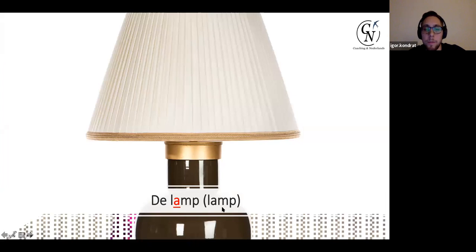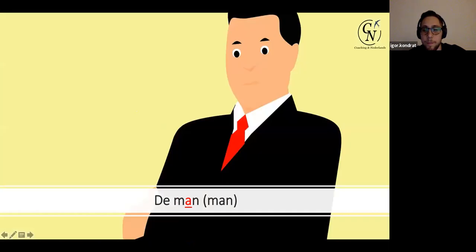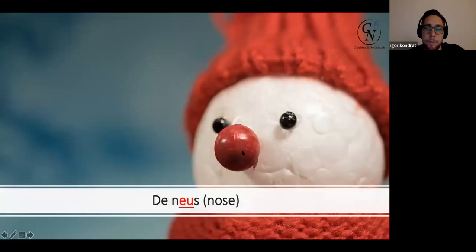The lamp. You can put it on when you have an idea. De man. It's the man. And de vrouw. It means woman. De vrouw. It's a bit more difficult, I think, to pronounce with the F.